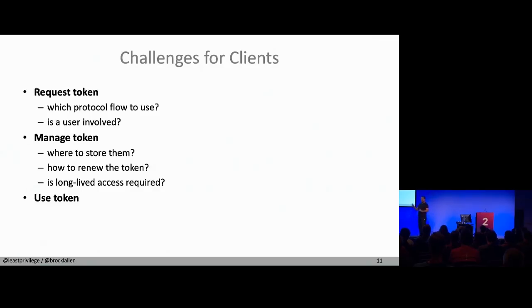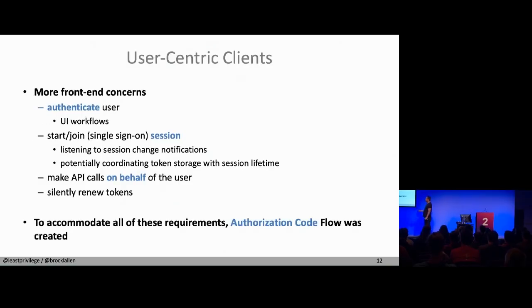Where do I store the token? How do I renew the token? And maybe, do I require long-lived access, meaning, for example, if there is a user, do I need to access these APIs after the user has left my application and shut down his computer? Do you need some automated processes in the background to keep on working? And then you use the token. That's the easy part. Okay, let's switch to the more interesting approach, which is about user-centric clients.